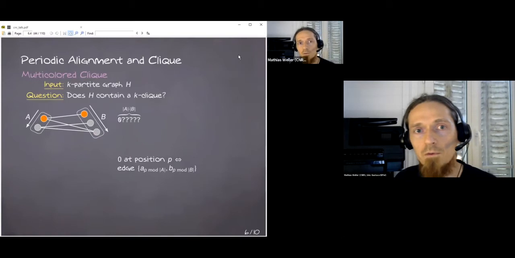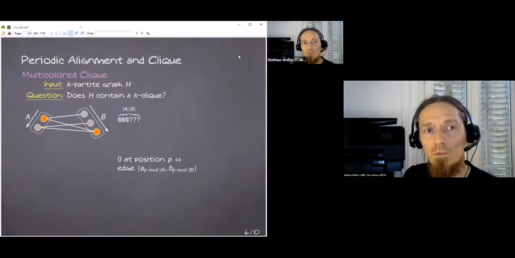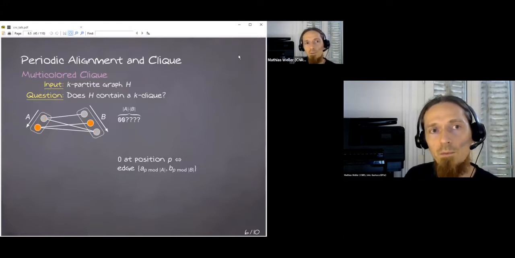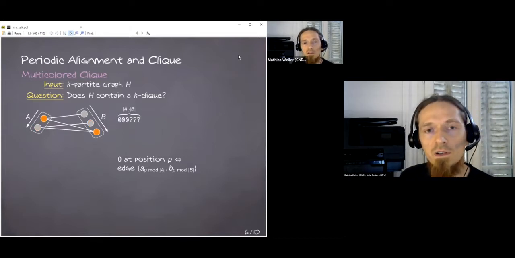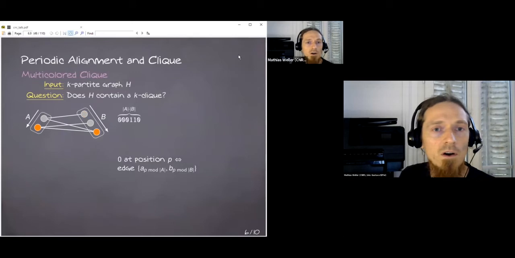There's an edge between them, so we put a 0, and we advance in the partitions simultaneously as well as in the string. Again, we have a 0, and now we wrap around. We just advance in the partition by 1, but in the A partition it wraps around. Okay, so there's again an edge. Now we wrap around in B again, and then finally there's no edge, so we set a 1. So this is the construction of our strings.